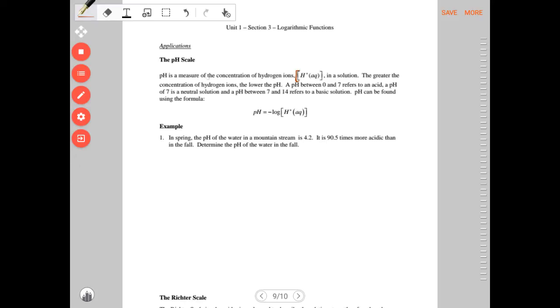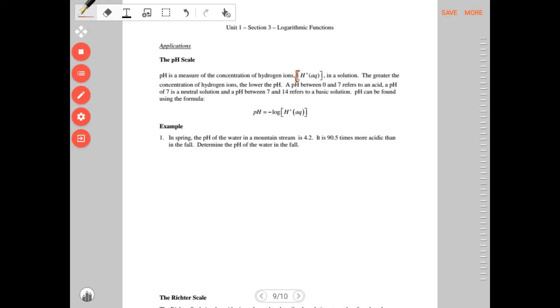The greater the concentration of hydrogen ions, the lower the pH. pHs between 0 and 7 are acids. A pH of 7 is neutral, and a pH between 7 and 14 is a basic solution. So pH can be found using this formula. So pH is the negative log of the hydrogen concentration.